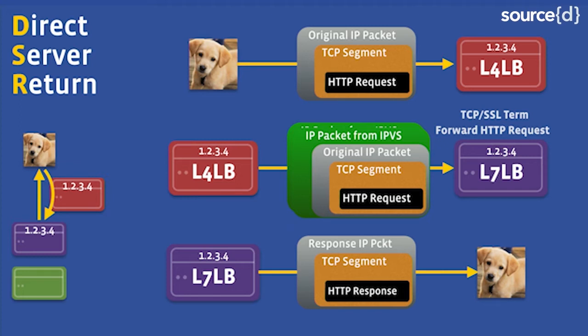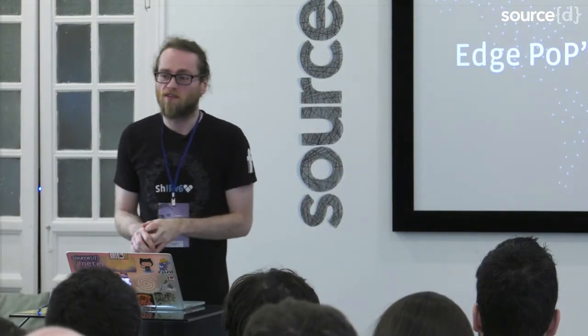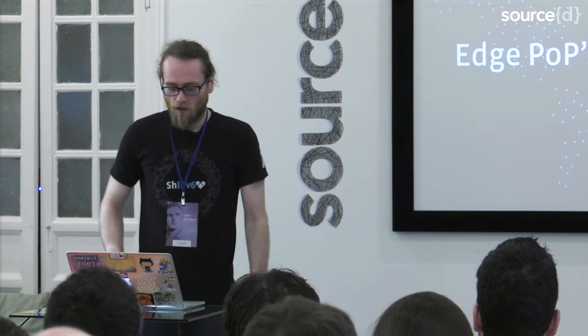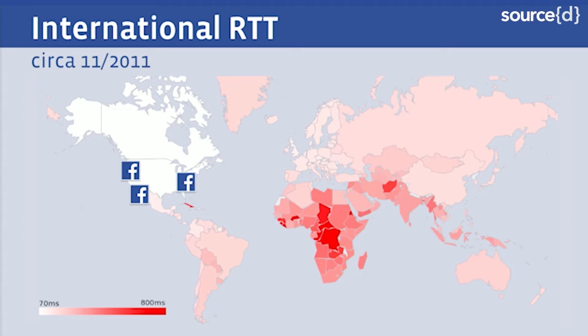So we now know how our load balancing works inside the data center. Let's talk about edge pops and how we use them to reduce latency to the actual end user. This is an image put together by our traffic team back in, I think, 2011. This is the round trip time to Facebook from different parts of the world. This was when we only had US data centers. Our edge pop infrastructure wasn't really that good. And you can tell latency pretty much everywhere outside the US is bad.